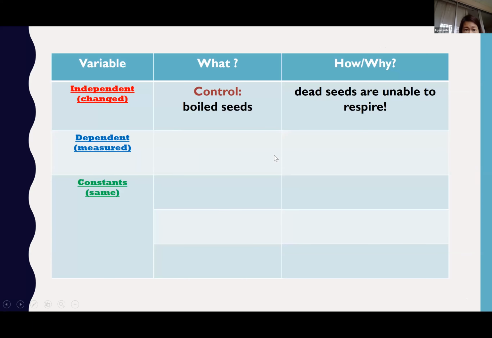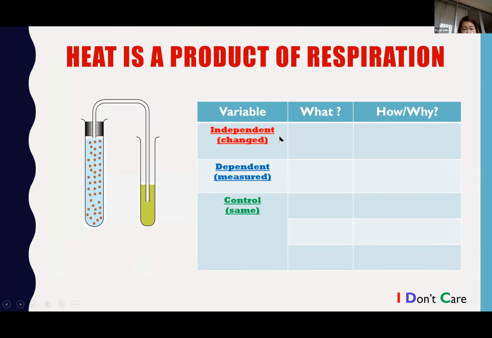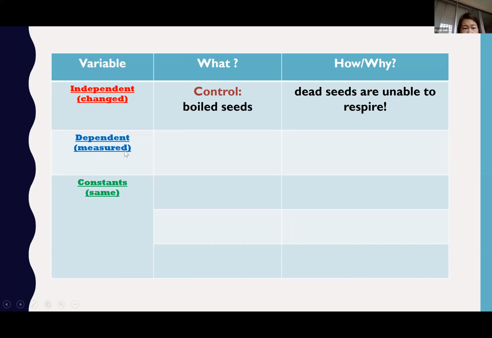You can see the thing that I change is the boiled seeds, because I know that the dead seeds are unable to respire. The dependent variable will be the temperature that I measured from the thermometer. If there's an increase in temperature, this shows that heat is a product of respiration. And the constant will be the rest.